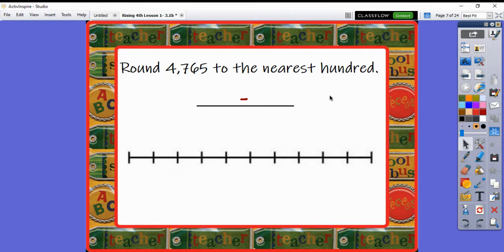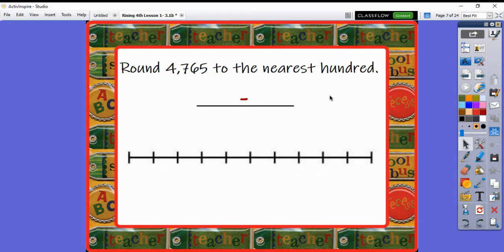All right, let's think of a situation where I might need to round. So say a neighbor is selling a car, and maybe the exact price that they're selling it for is $4,765. But maybe I just want to know about how much you are selling that car for?